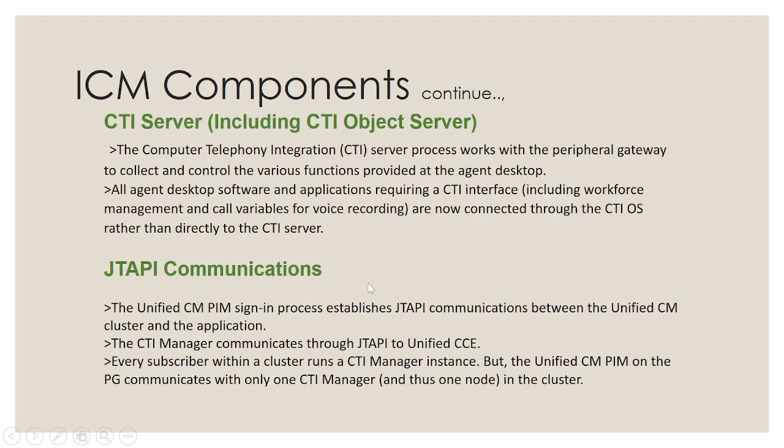There is something called CTI server, that's a CG server, and this normally is installed in the same box as the peripheral gateway. But CG is not a duplex pair, and it can be installed in the same box as a PG or in a separate box. The function of the CG is CTI, computer telephony integration, and this CTI gateway connects to the Finesse or any other application that requires the CTI.